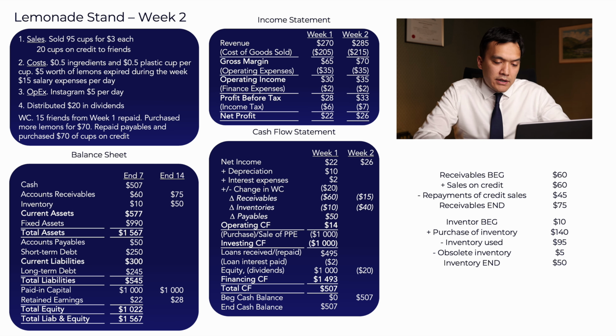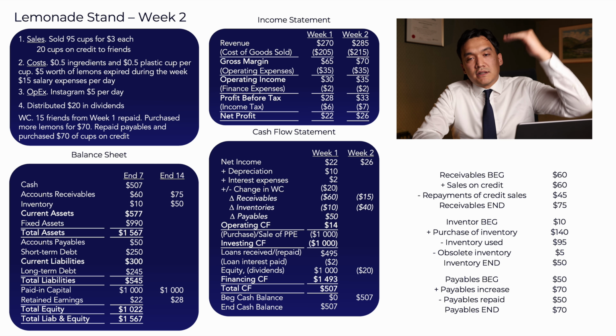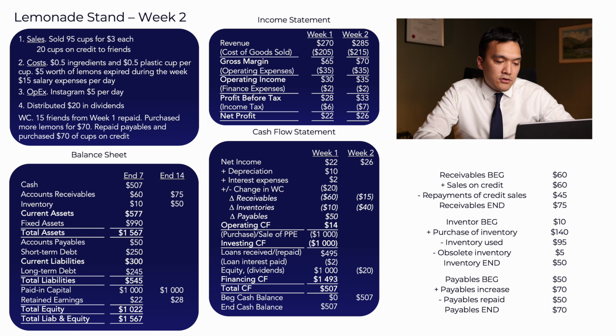So now let's have a look at the accounts payables. At the beginning of the period we had accounts payables of $50. Plus we purchased $70 of cups on credit for week 2, and we repaid $50 during the second week for the cups we purchased in week 1. So our ending accounts payables balance is $70. So 50 plus 70 minus 50 is $70 of accounts payables at the end of week 2.